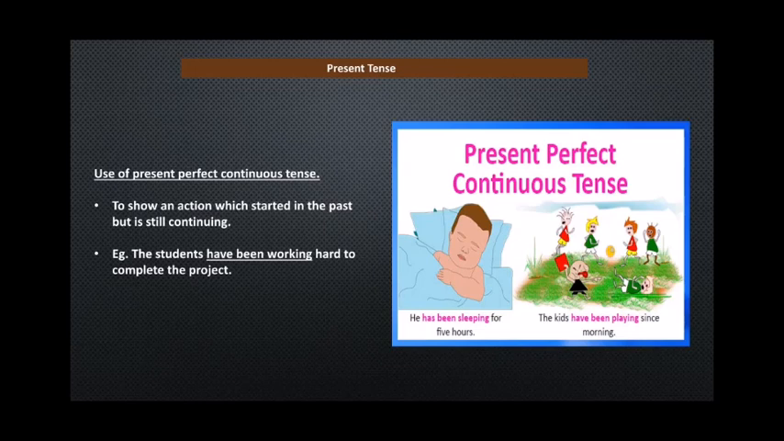In the picture we have two sentences. He has been sleeping for 5 hours. So we have has been sleeping as the present perfect continuous tense. The kids have been playing since morning. Have been playing is the present perfect continuous tense.